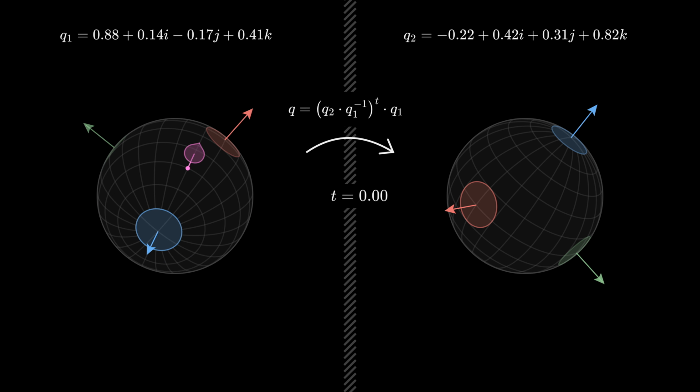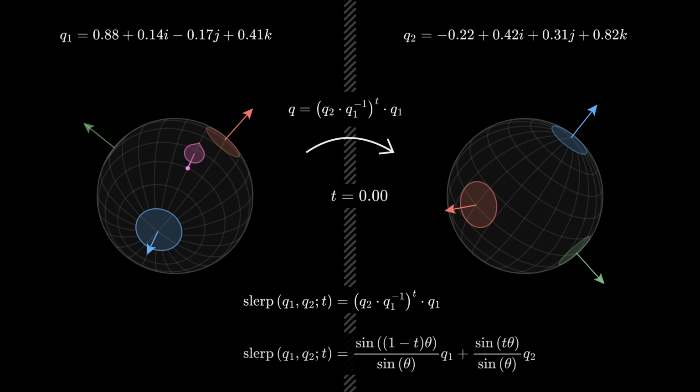This method commonly goes by the name slerp, which stands for spherical linear interpolation, because it generates the values that rotate the sphere at a constant angular rate. There are a couple variations of slerp. The version we have here uses exponentiation, but there is another geometric formula that looks like this.